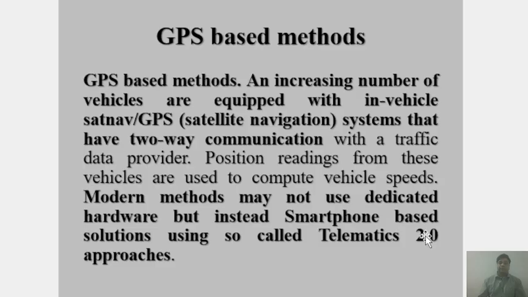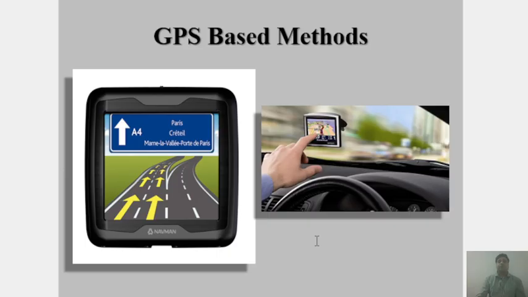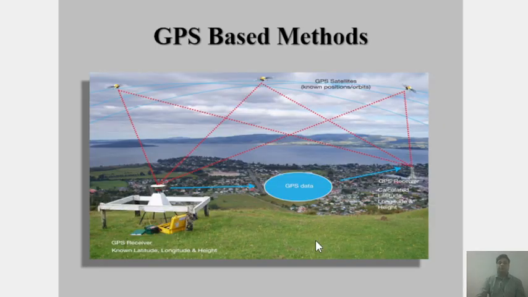Then coming to the modern methods, which may not use dedicated hardware but use smartphone based solutions, which are called telematics 2.0 approaches. So we are moving to modern methods, where they do not use complex hardware, but instead use a smartphone with a solution called a telematics approach. So this is how the GPS methods look, where we find the lat long position of the vehicle.